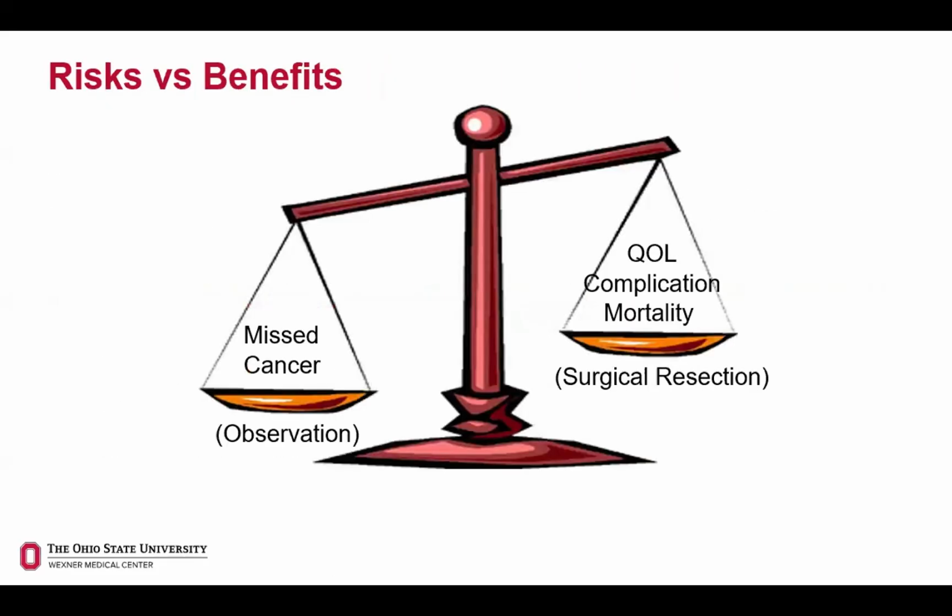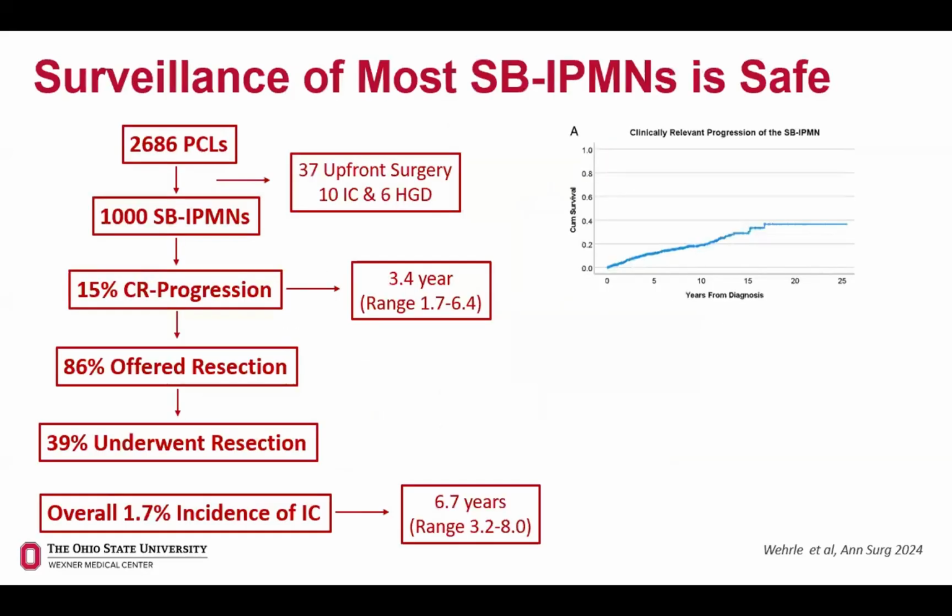And of course, we always need to balance the risks and benefits of these approaches. The risk of missing a cancer, of course, and balancing that with the short and long-term risks of surgery. And it's exciting to learn about all the advances this morning. But I think one thing I would conclude with is that we know that surveillance of most side branch IPMNs is initially safe.